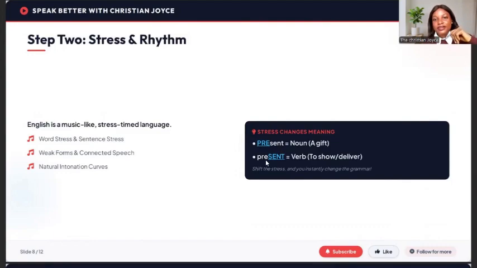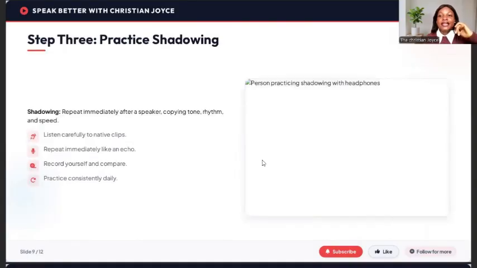Present. Then present. Present. You see? The second syllable is more stressed than the first. So you see that it changes the meaning completely. So if you switch the stress, you actually shift the whole meaning of the word. We're going to look at that later on because I'm going to create a playlist that's going to help you with this. Then the last and the final is practice shadowing.